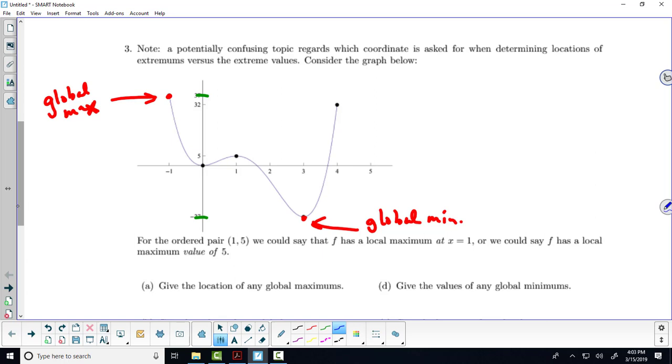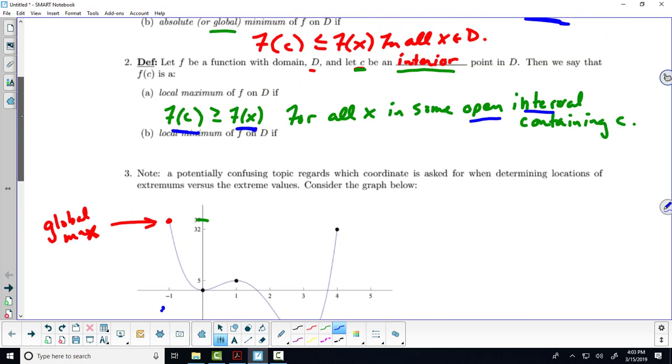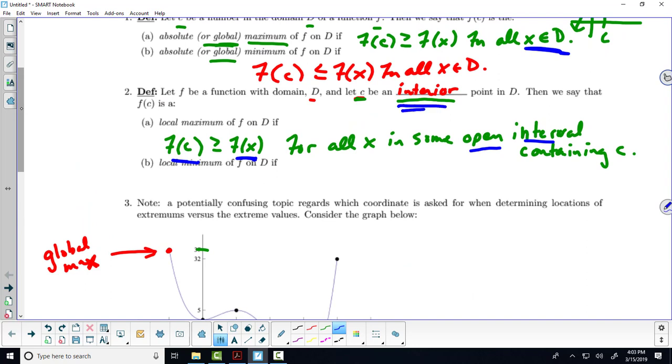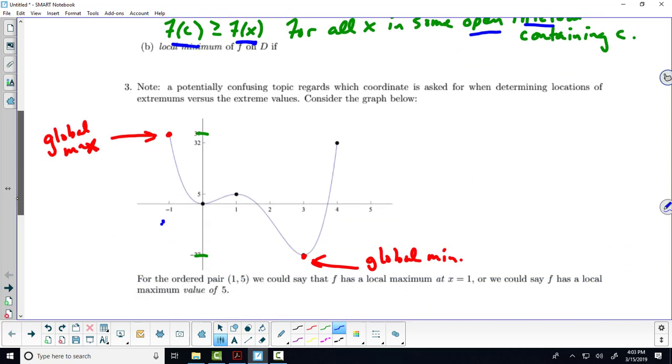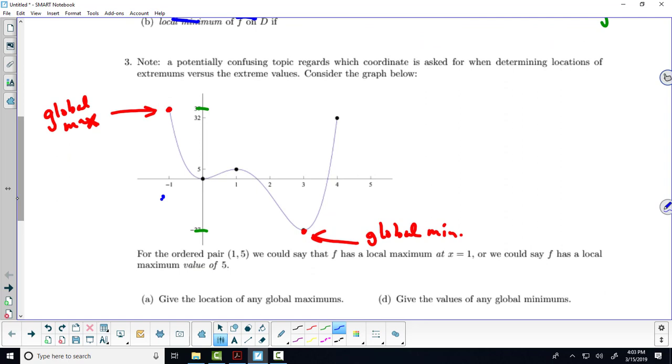Well, first of all, I cannot pick x equals -1 to be a local maximum. How come? Because we said that it had to be an interior point, so we cannot include x equals -1. But there is a local maximum in this problem, and in this case we would say that this point right here is a local maximum.